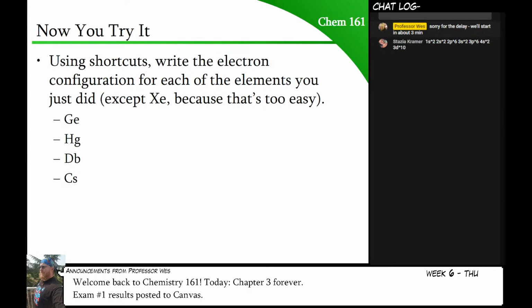So write the electron configuration for all these elements using shortcuts. And I do want you to type these in the chat once you get them. I'll number them 1 through 4. Although, honestly, if you put the element name in square brackets and then an equal sign, I'll know what you're talking about. All right, see you in about 5 minutes.